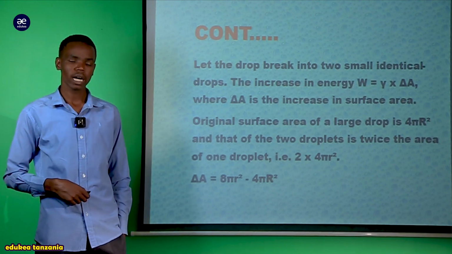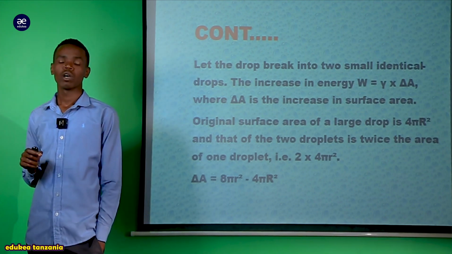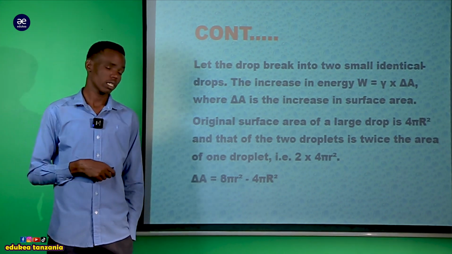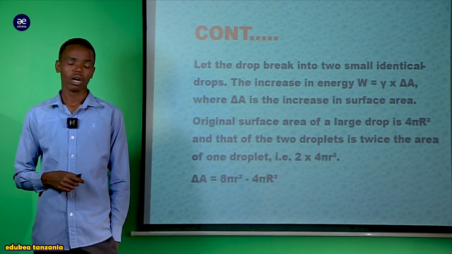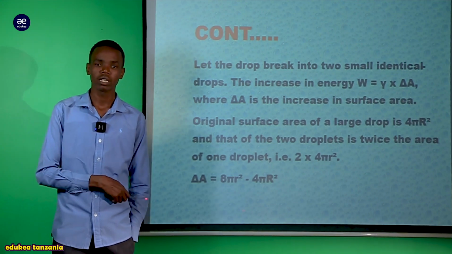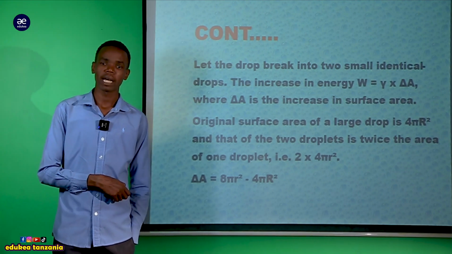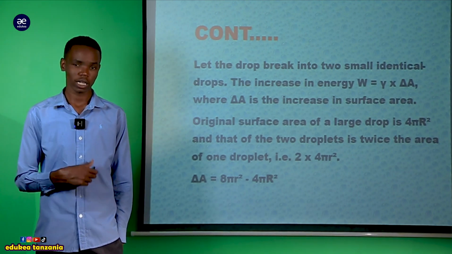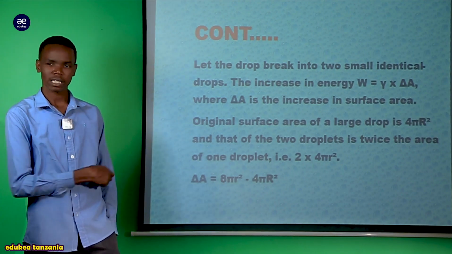Therefore we should say that in order to get the surface area for the breaking of the liquid drops, the increase in the surface area must be equal to 8 pi r square, then we minus 4 pi capital R square. Kwa nini tumesema hapa ni 8 pi r square?